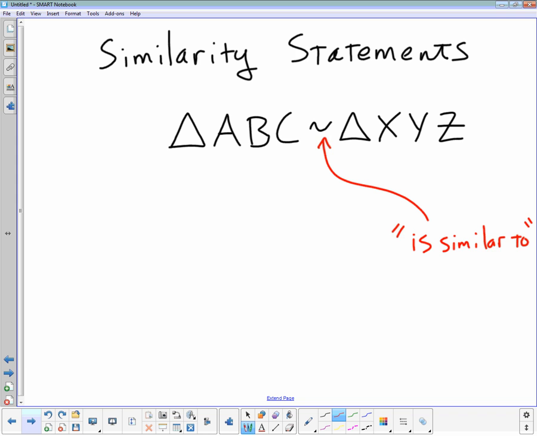Okay, remember, we've had a whole bunch of symbols at this point. We've had congruent, perpendicular, and parallel. Lots of different symbols. This one is the symbol for similar.